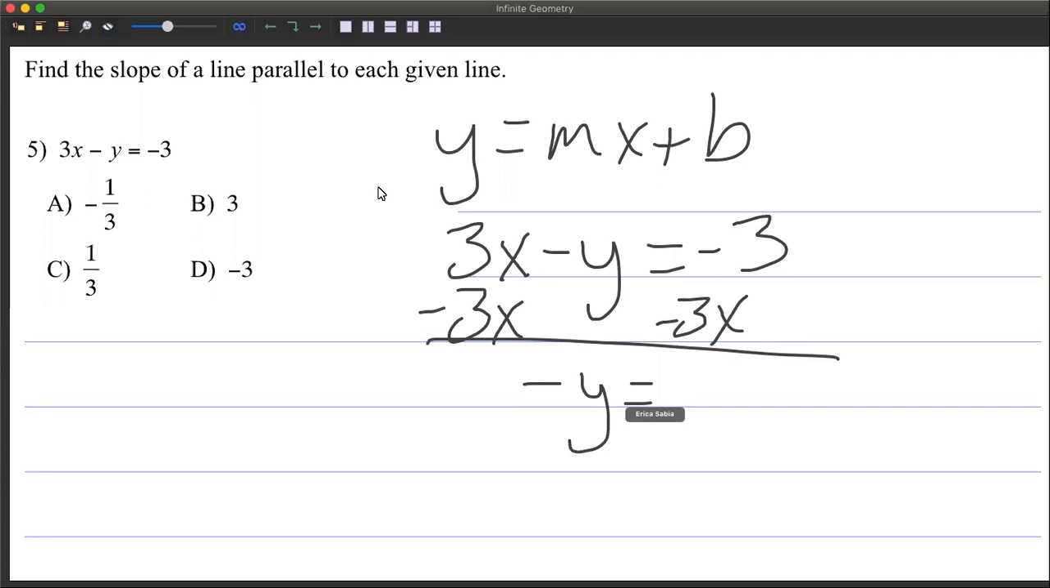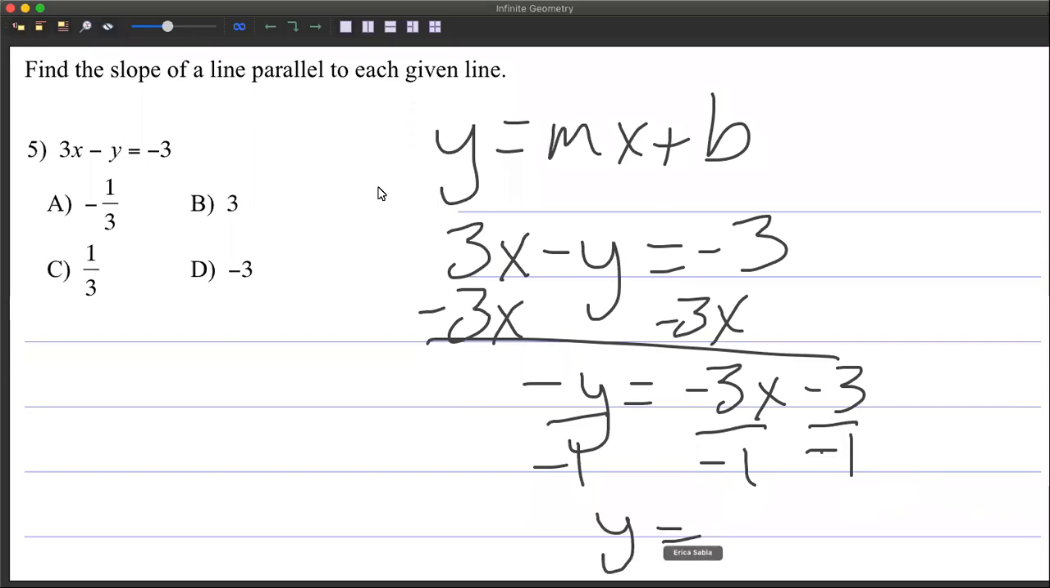We take that -3x and we stick it right after the equal sign. And then I put the -3 on the end. I'm still not done yet, though, because I got to divide everybody by -1. Oops. Now I'm ready. Now I can look at this and tell you what the slope is. And then since I want my line to be parallel, I'm just going to leave it the same. So, Tom, what would my answer be here?